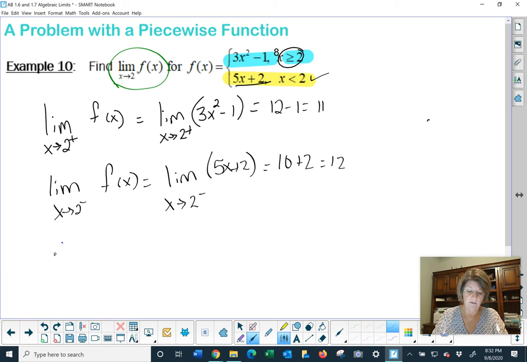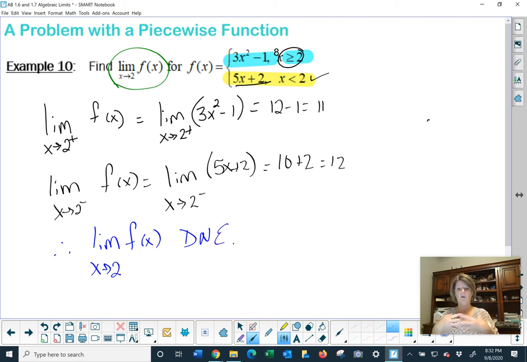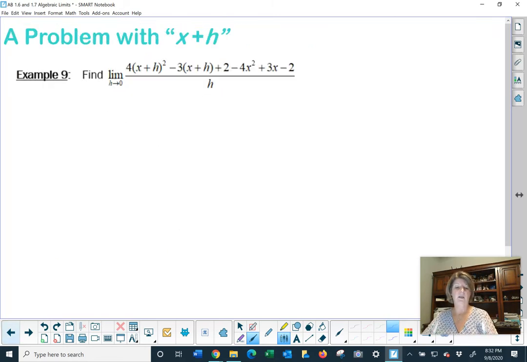So therefore, the limit as x approaches 2 of f of x does not exist because the left did not equal the right. Okay, back to the x plus h. The problem with x plus h. So all we really want to do is let h go to 0, which I cannot just use substitution for since I have the denominator issue.